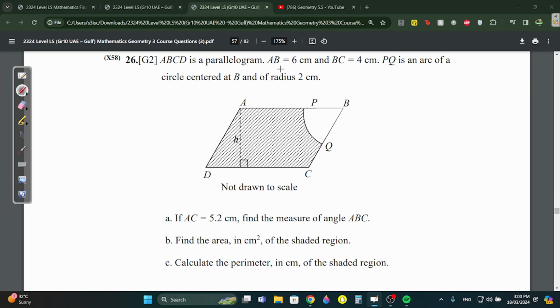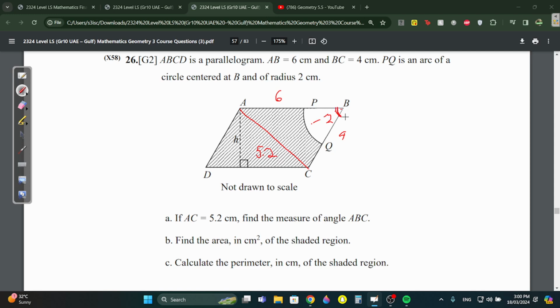They give us this: ABCD is a parallelogram. AB is 6, BC is 4. PQ is an arc and it has a radius of 2. If AC is 5.2, find the measure of angle ABC over here.